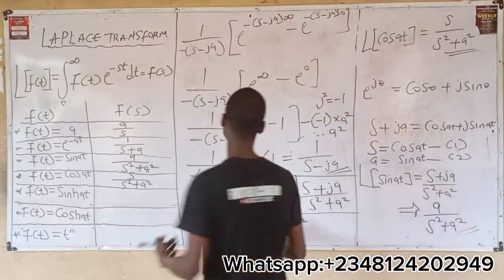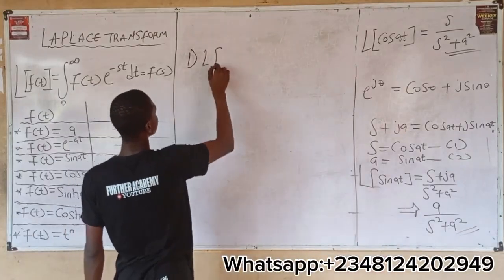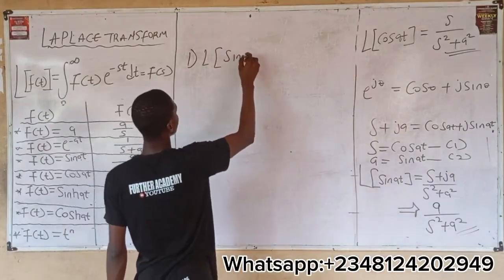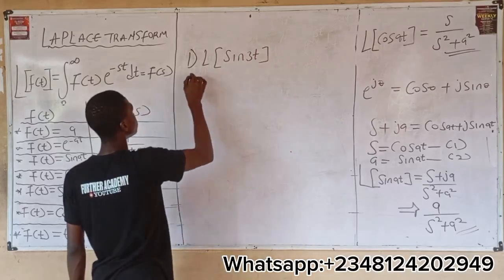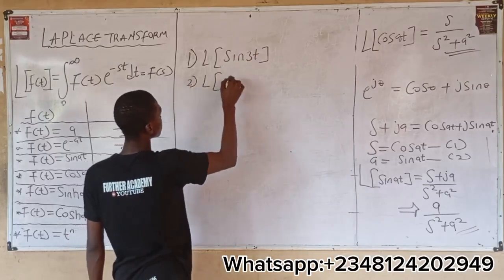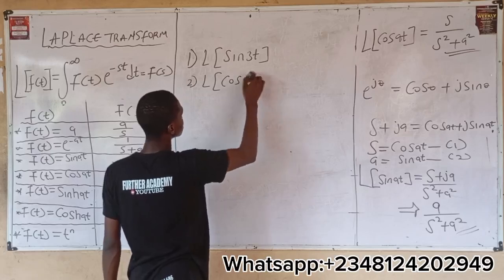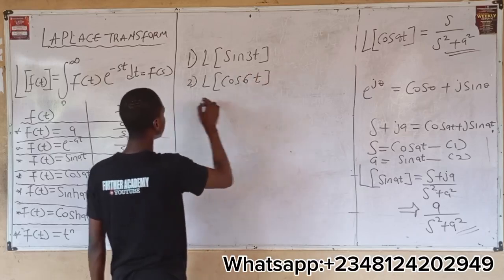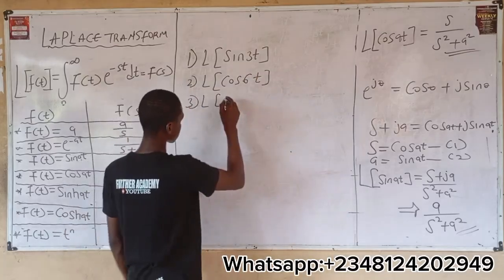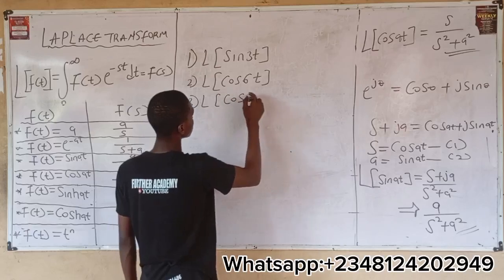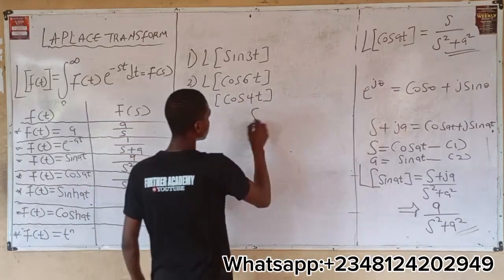Let's take an example to see what I'm saying. Say you have this example. Number 1, find the Laplace transform of sine 3t. Number 2, find the Laplace transform of cos 6t. Then lastly, find the Laplace transform of cos 4t. Now, first thing first, solution.